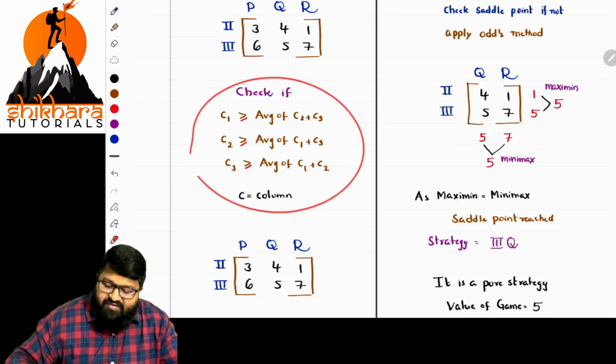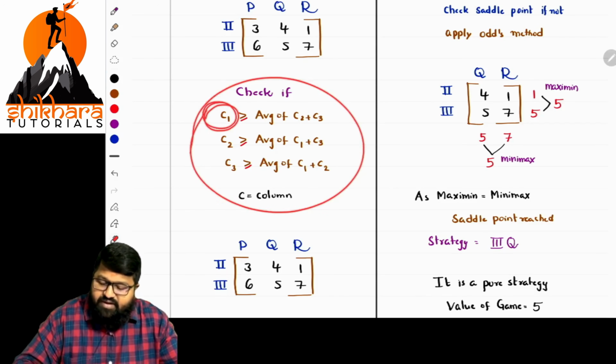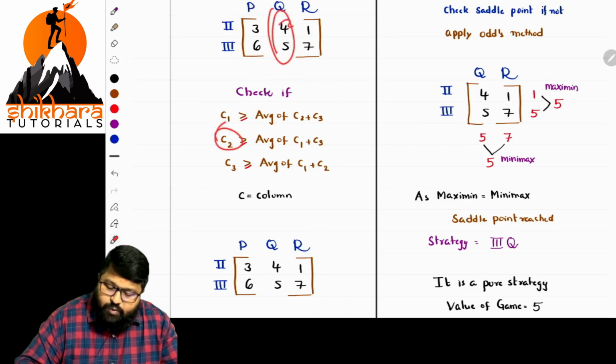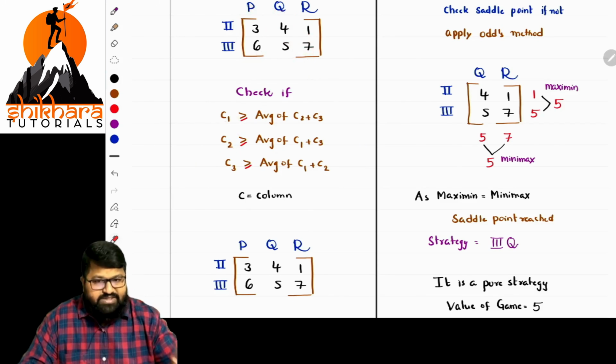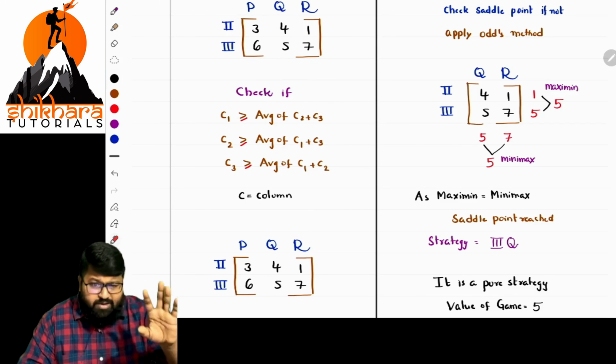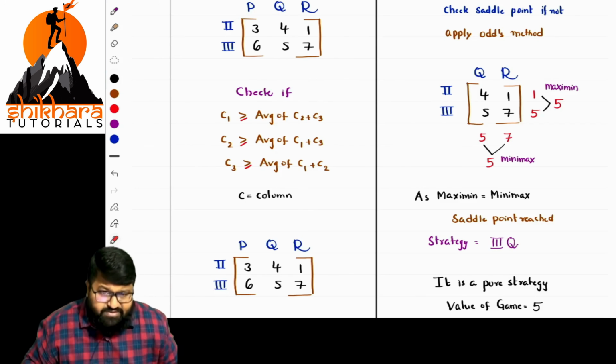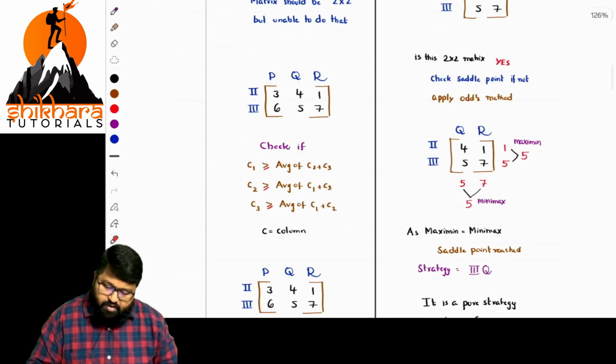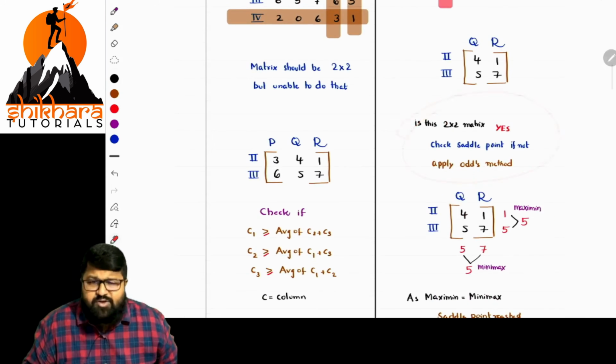In the case of average, what are we doing, sir? C1 is compared with the sum and average of these two. And this C2 is compared with the averages. Basically, in columns, if it is highest, it will be eliminated. At least it can be equal sometimes. One is highest, another is least, there is no issue. One should be equal. Next, sir, is it a 2 by 2 matrix? Yes, sir. Then go with the saddle point.